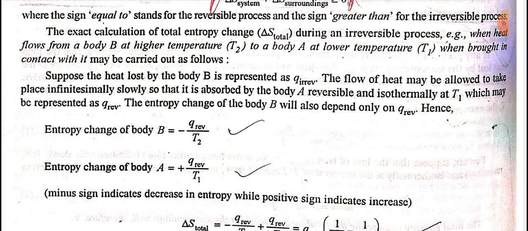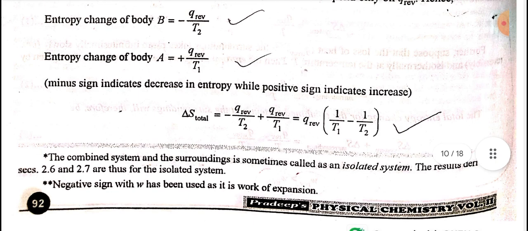Entropy change of body B will also depend only on Q reversible, hence entropy change of body B is minus Q reversible by T2. Entropy change of body A is plus Q reversible by T1. Minus sign indicates decrease in entropy while positive sign indicates increase. Delta S total is equal to minus Q reversible by T2 plus Q reversible by T1, is equal to Q reversible times 1 upon T1 minus 1 upon T2. Combined system and the surroundings is sometimes called an isolated system. The results derived in sections 2, 6 and 7 are thus for the isolated system. Negative sign with W has been used as it is a work of expansion.